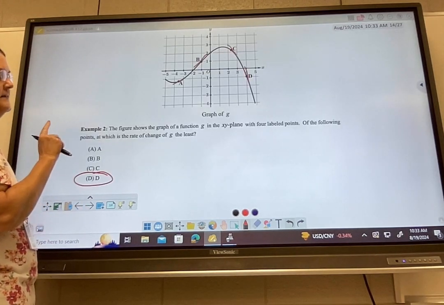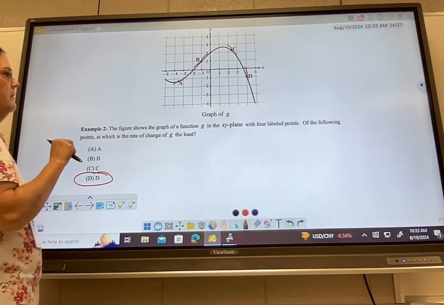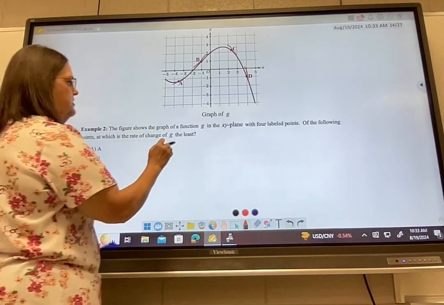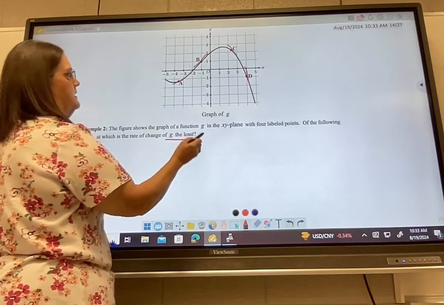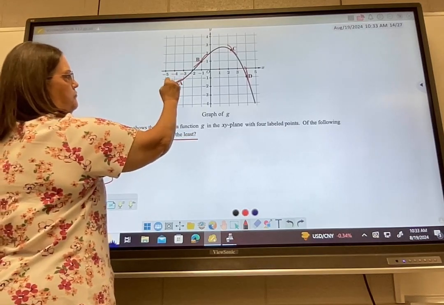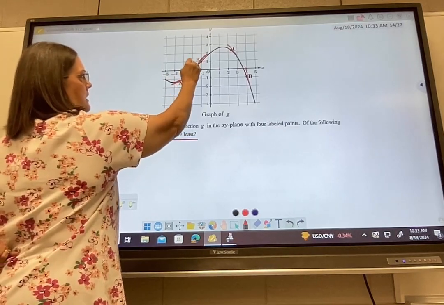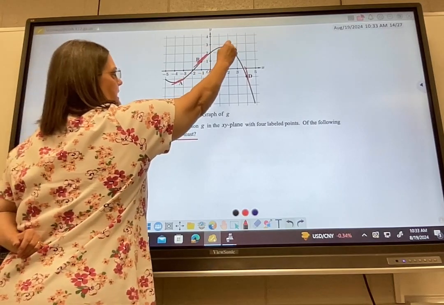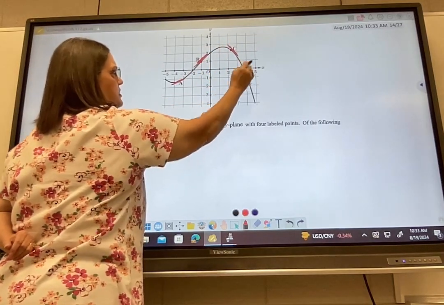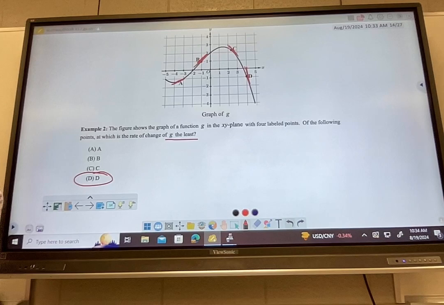This figure is another figure. Which rate of change of G is the least? So, again, we drew our little lines and looked at them. Now look, this time we have 2 that are going down. But which one is the steepest? D is the steepest, so it will have the least rate of change. It will be the most negative.